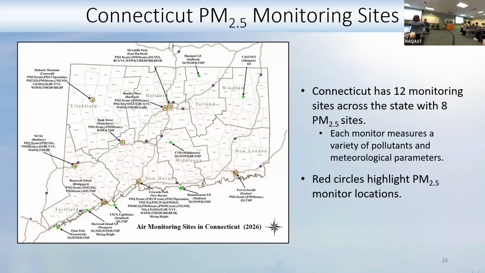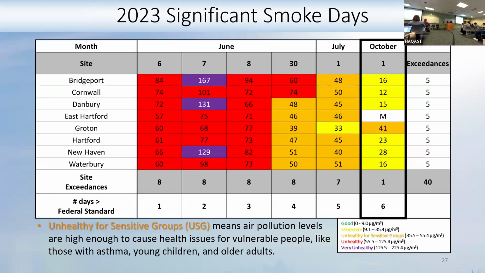We have 12 sites that measure a variety of pollutants and meteorological parameters, and 8 of those sites measure PM 2.5, and those are highlighted with the red circles. Now, in order to highlight some new products that I've been looking at, we will be going back in time to 2023. So this table shows the 24-hour average PM 2.5 values on significant smoke days in 2023.